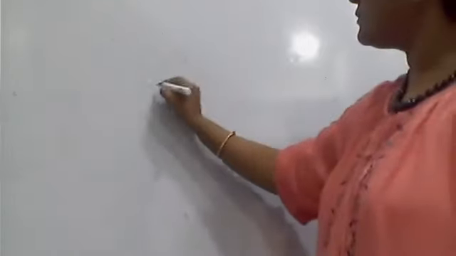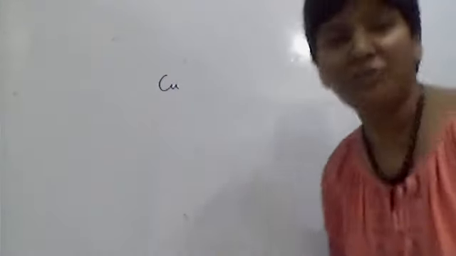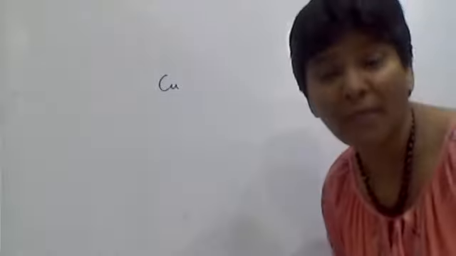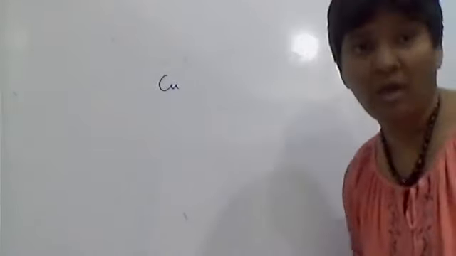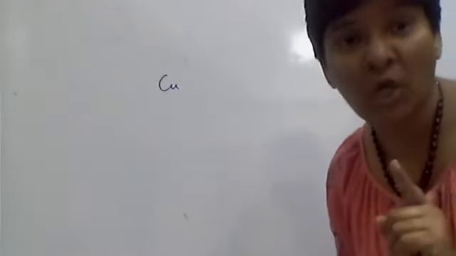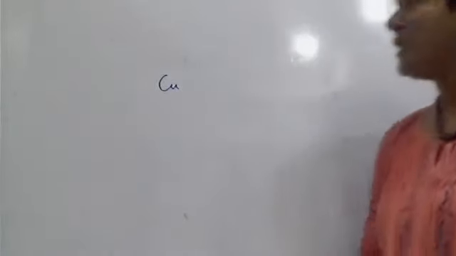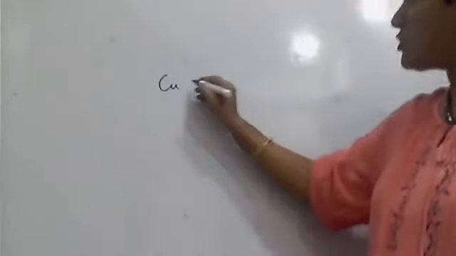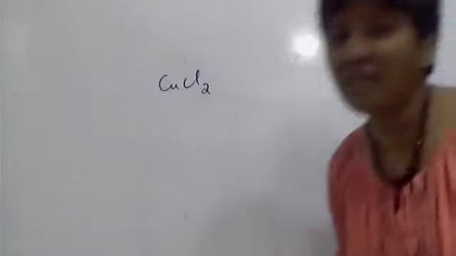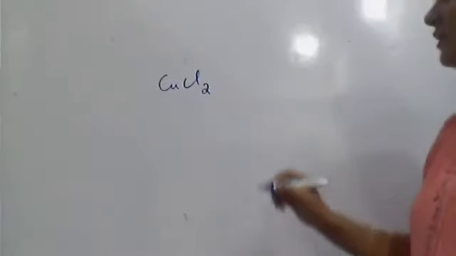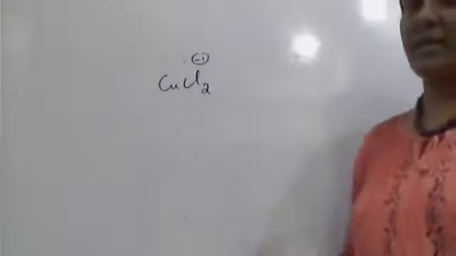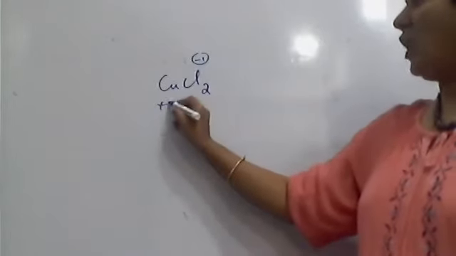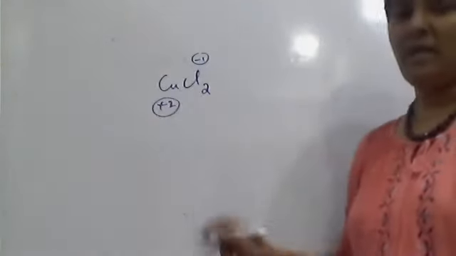See here, copper belongs to which group? 1B group. Copper is in the 1B group. So copper forms both +1 and +2. Copper +1 is cuprous, copper +2 is cupric. Now take here, it is CuCl2. Here the chlorine is -1, chloride. It is cupric chloride. Then tell me what is the oxidation state of copper here?